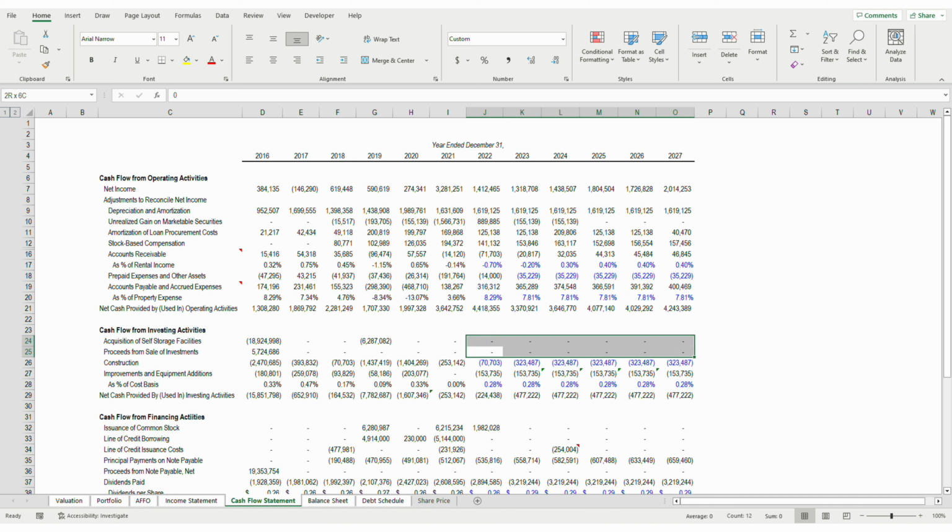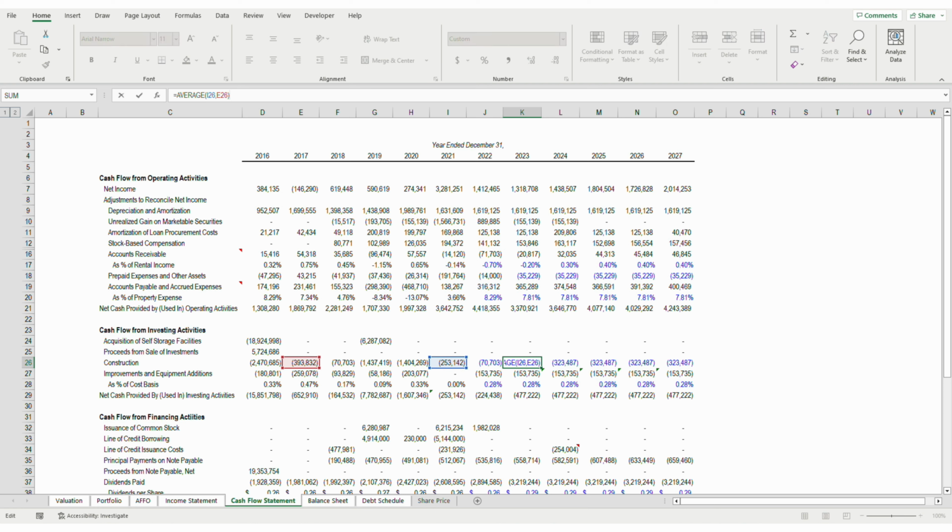In terms of cash flow from investing activities, forecasting is fairly straightforward due to my assumption that the firm is not acquiring any further properties in the next 5 years. Construction and improvements are forecasted as an average over stabilized years, or years where the firm didn't acquire additional properties.